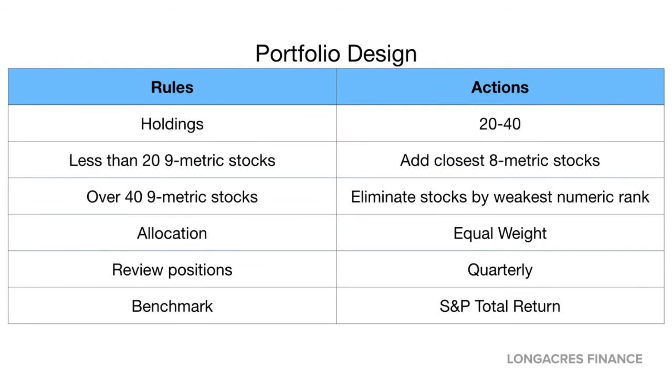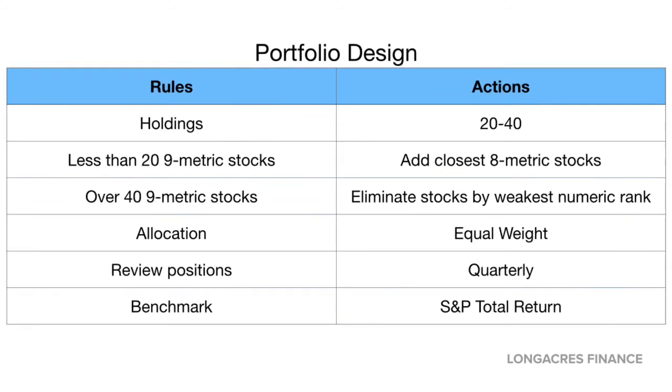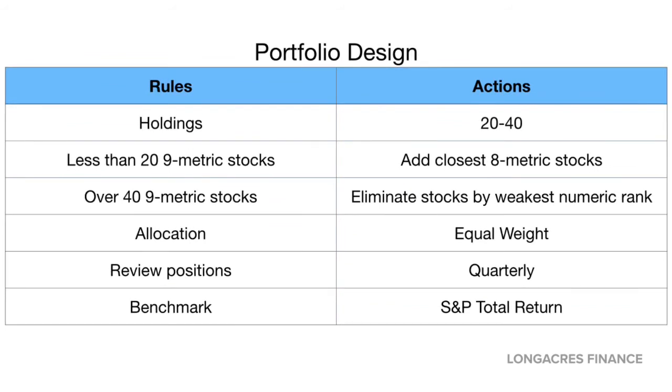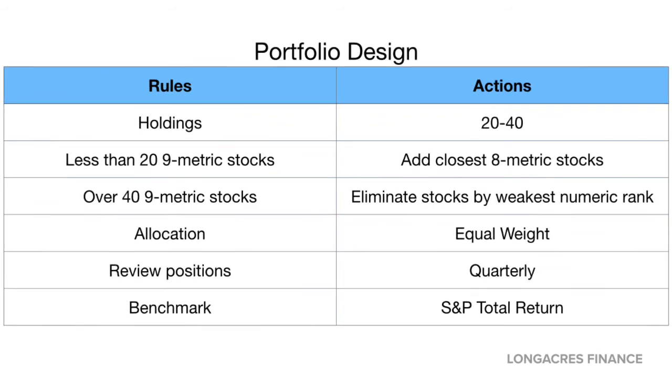The screener will be run every quarter, and the portfolio positions will be adjusted on the first day of each quarter. The benchmark for the portfolio will be the S&P total return. The reason I chose the S&P total return is if I didn't put my money in this portfolio, it would probably be sitting in the S&P.